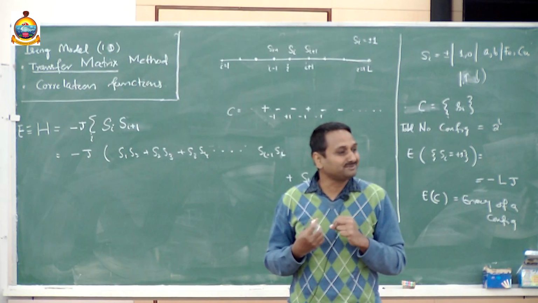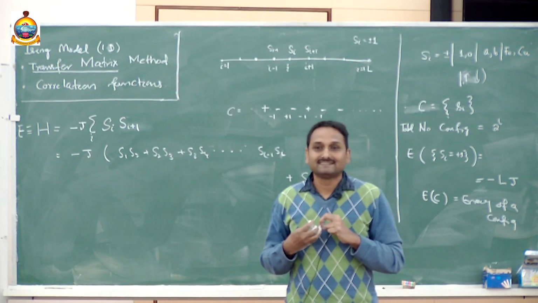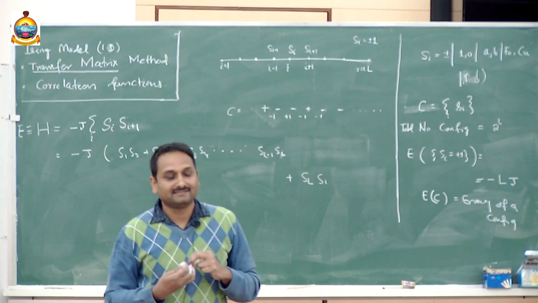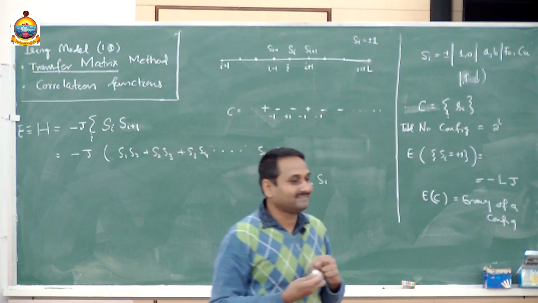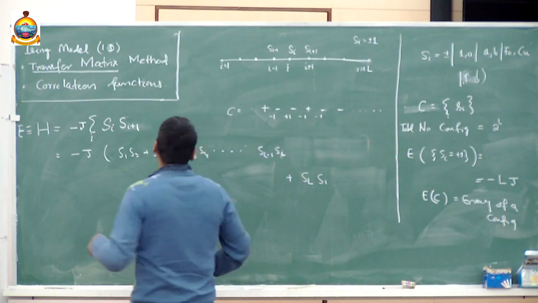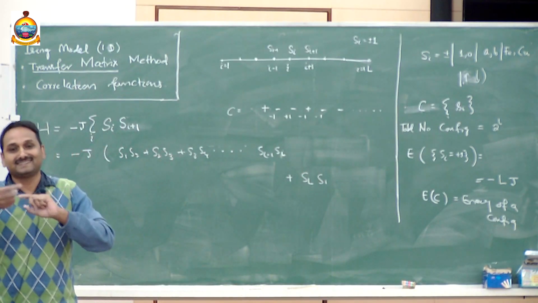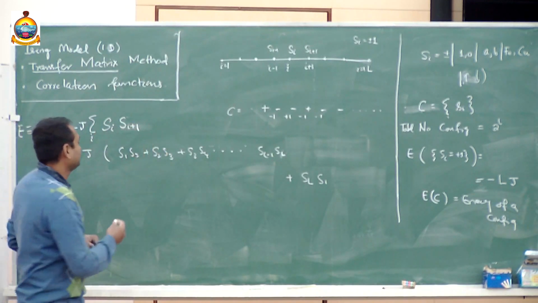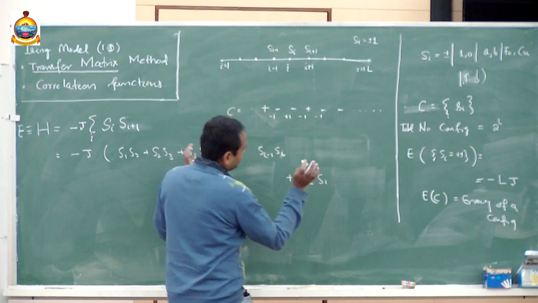Can anybody identify what symmetry this is? Okay, let's not name it. It's called Z2, a discrete symmetry with 2 states. We will not go there. It is not needed here.